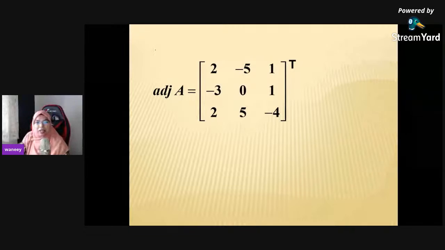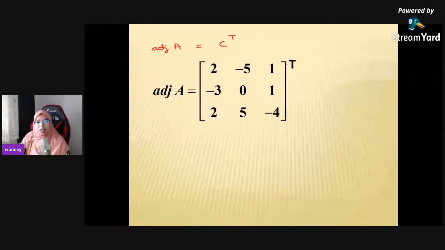Okay, so now adjoint of A is equal to cofactor transpose. So we write down our cofactor and then write down the T because we have to transpose them. So transpose simply means that we have to change from row to column.